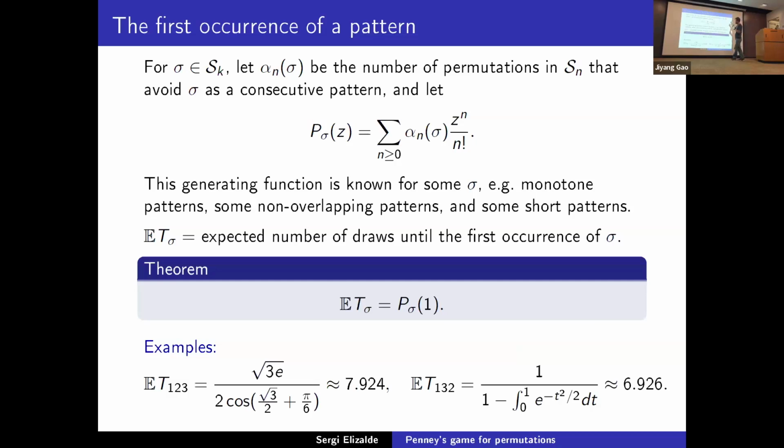So it turns out that can be obtained by simply taking the exponential generating function for permutations avoiding that consecutive pattern and evaluating it at 1. This is not very hard to see, but it's a nice fact, because for some patterns these generating functions are known. Not in general, for an arbitrary sigma this is not known, but for short sigmas and for monotone patterns or certain non-overlapping patterns, this generating function is known, so then we can know the expected time before we see that pattern. So for example, for 1 2 3, it takes on average a little less than 8 tosses.